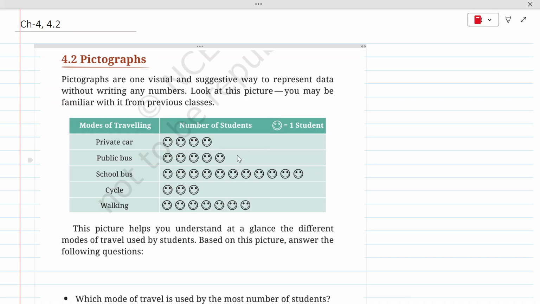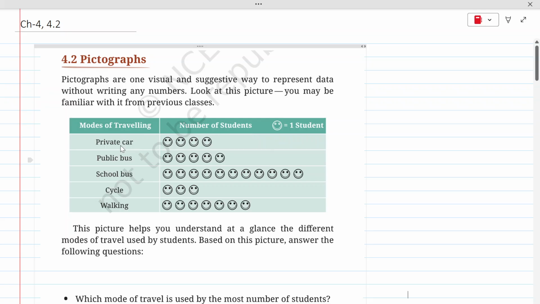We can take a smiley, we can take a fruit, we can take any object to represent the things. Okay, so this is a table given to us here which includes the modes of traveling and the number of students also. This picture helps you to understand at a glance the different modes of travel used by the students. And based on this picture, we have to answer the following questions. So before we go into the questions, let's go through this table first. What is given to us in this table is a pictograph which contains the modes of traveling and the number of students who have opted for that mode of traveling.